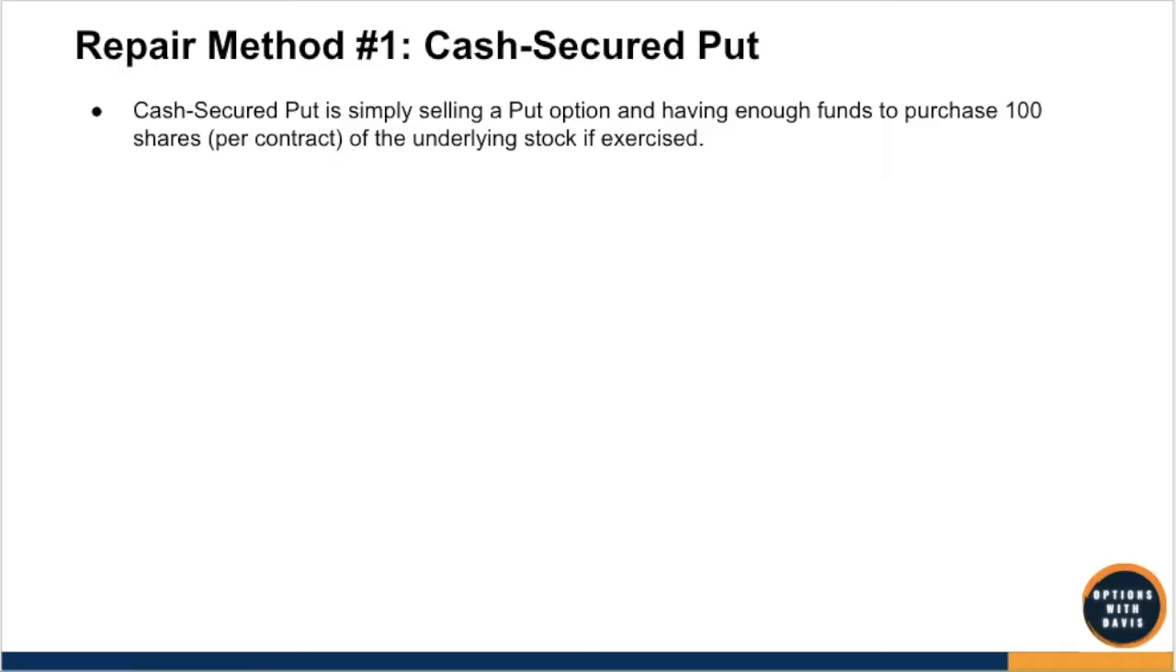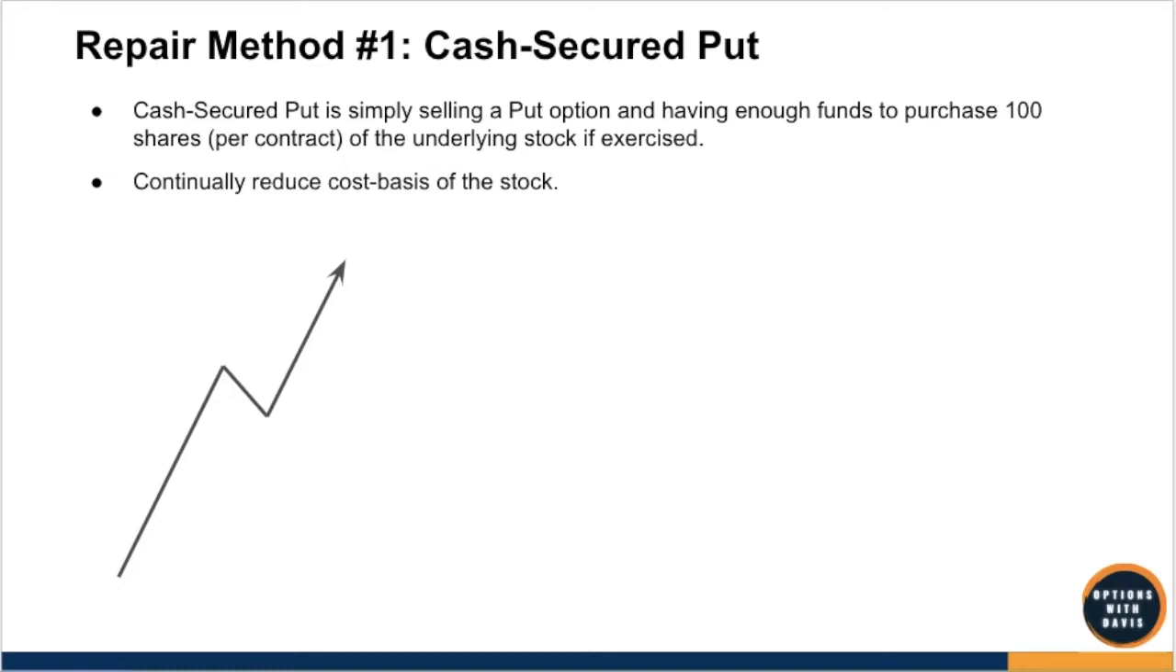So this is the cash secured put, but what we're going to do is actually sell the cash secured put to get premium and then use it as a form of getting into the stock at a lower price, to lower the average price of our stock. So that's the cash secured put. The idea here is to continually reduce the cost basis of the stock. I'm going to give you a visual illustration here so you can better understand what I mean.